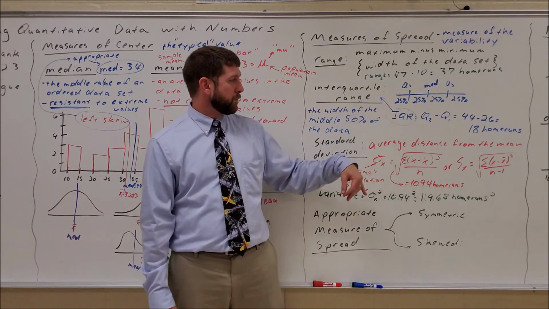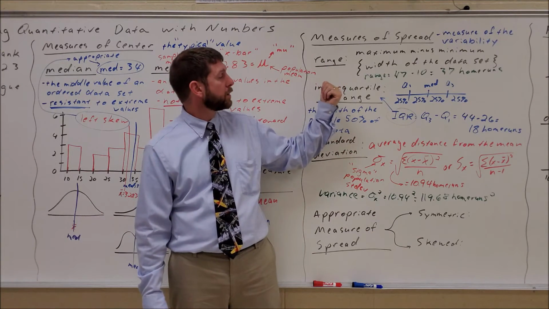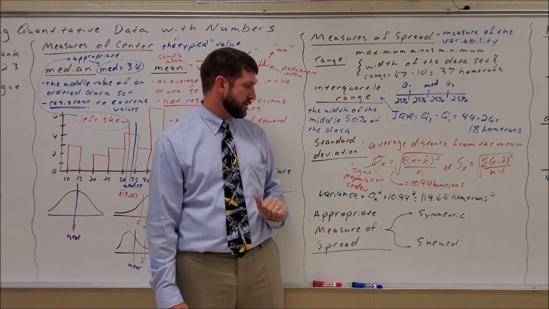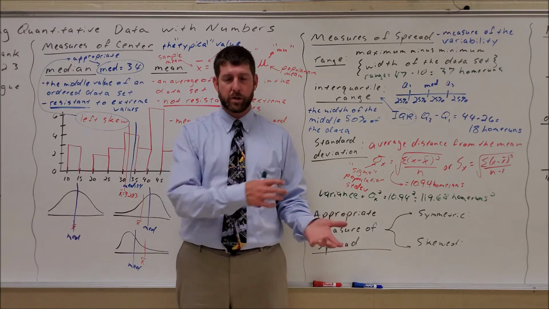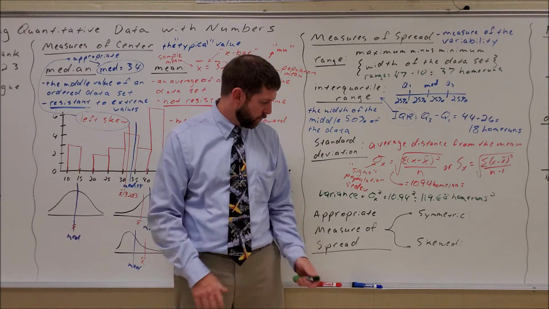All right, so those are our measures of spread. We've got range. We don't use it a whole lot in here. Our big focus is interquartile range, standard deviation, and then occasionally we'll talk variance. Now, how do we decide which one's appropriate? Which one should I use to best describe the data, because I want one number that describes what's going on with this data set.